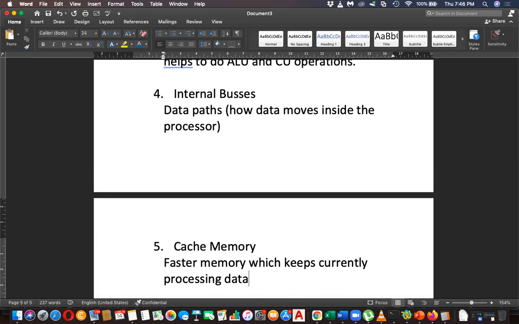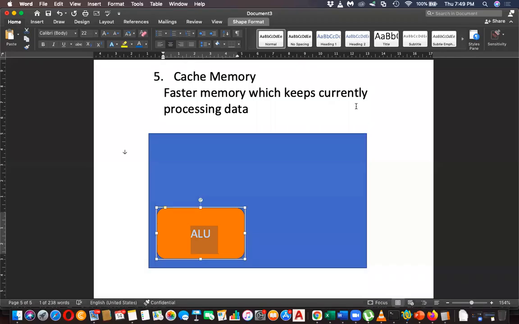In the exam, they will not ask about the fourth and fifth, right? Don't worry. In the exam, you will not get questions from the fourth and fifth. But you have to remember that there are some more components. That is internal buses and cache memory. Please write those two down. Okay.